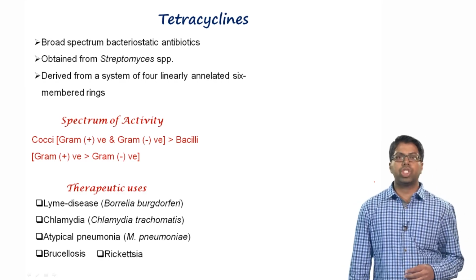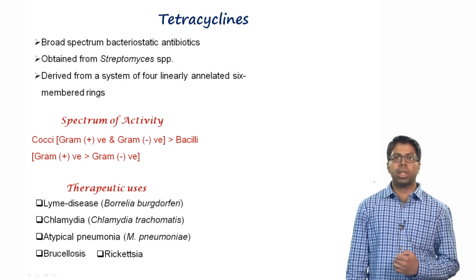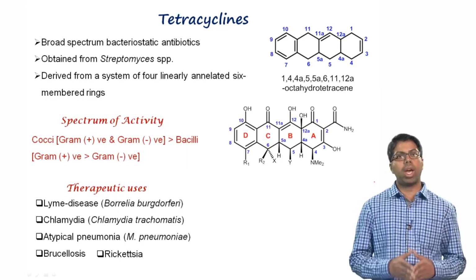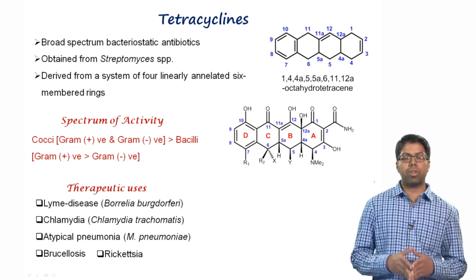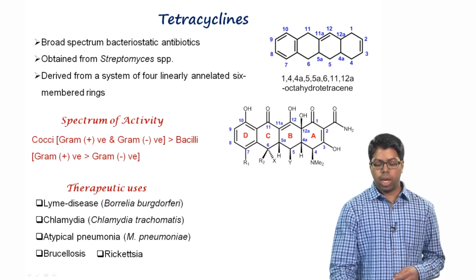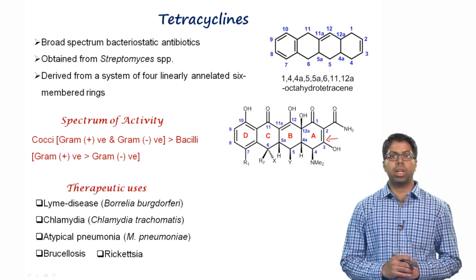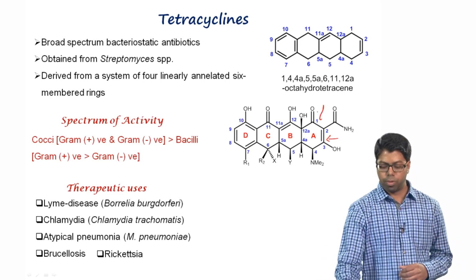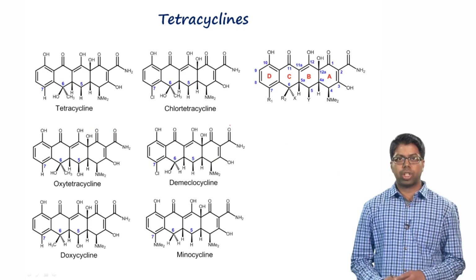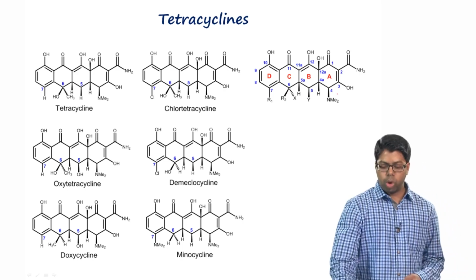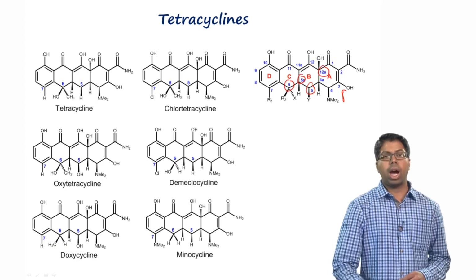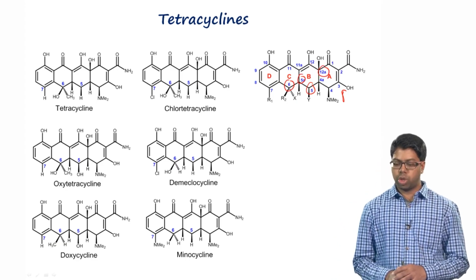Let us have a look at the structure of tetracyclines. Tetracycline contains a nucleus derived from octahydrotetracene, which consists of 4 annulated 6-member rings. Due to the presence of 4 rings, they are called tetracyclines. Here the rings are labeled A, B, C and D. The numbering goes from 1 to 12. All the tetracyclines have a very similar structure. Here the carbon atoms 4, 4A, 5, 5A, 6 and 12A are potentially chiral depending on the substitution.